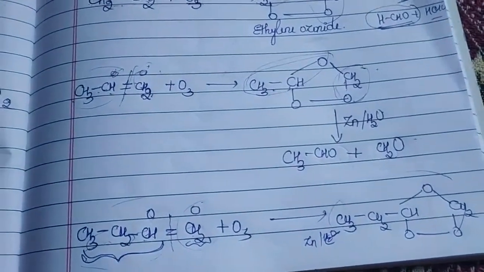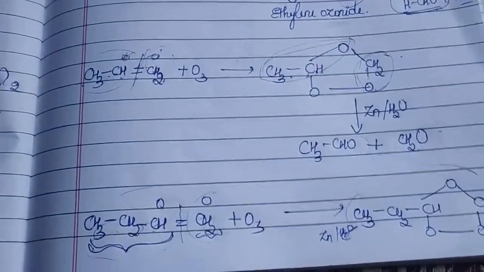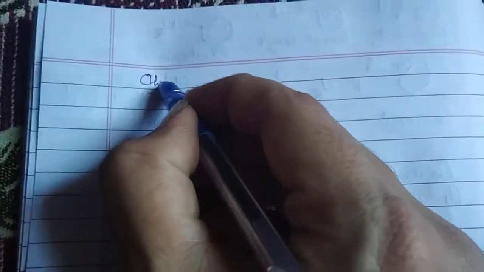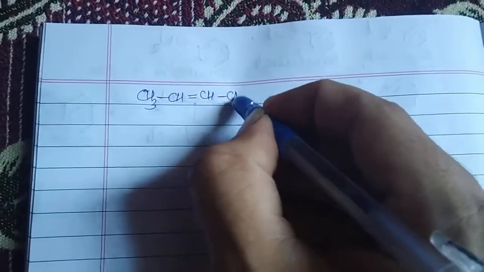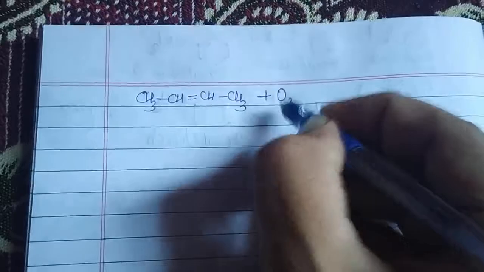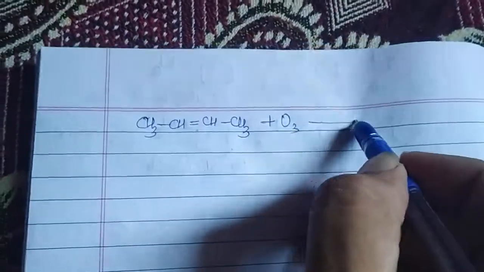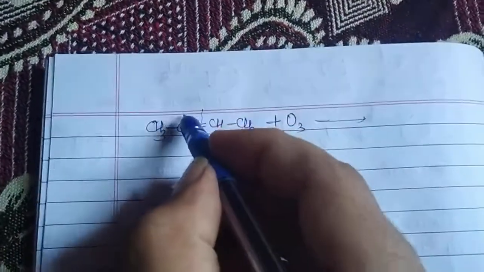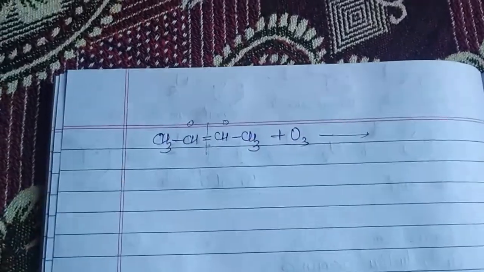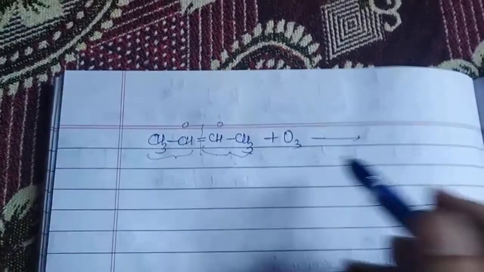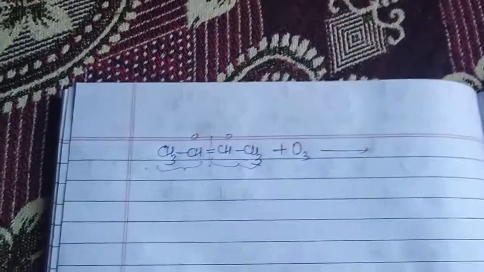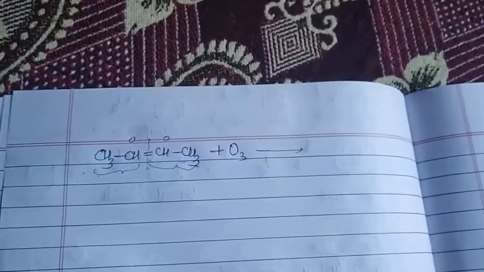Take an example of butene now. Butene: CH3, CH, double bond CH, and here you will have CH3 plus O3. What can you predict directly? Draw one line here, here one O, here one O. So here you will get CH3CHO, CH3CHO. That is, in both cases you are getting 2 moles of acetaldehyde or ethanal.